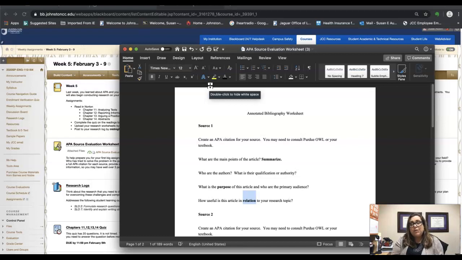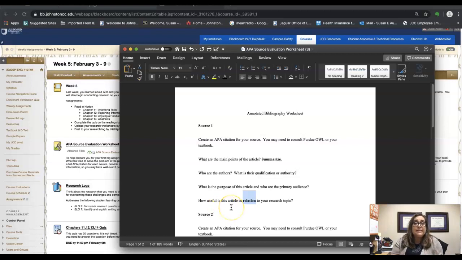Next, you want to analyze and evaluate. And so here, where you see what is the purpose of the article, that's where you'll analyze and evaluate, because you're trying to show me, the reviewer of your research, how you came to the source. Why is it important? Why is it purposeful? And what makes it credible? You'll probably want to analyze a little bit or evaluate a little bit of the information in the source, and you'll put that there.